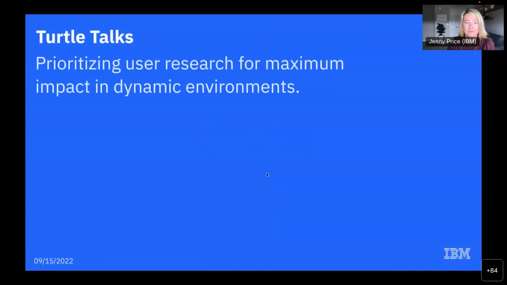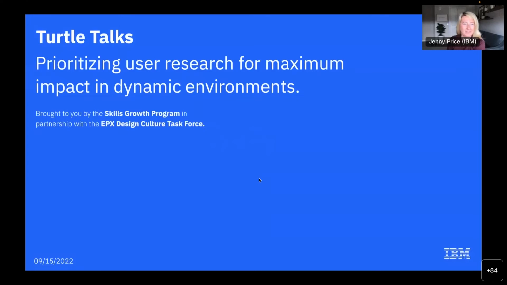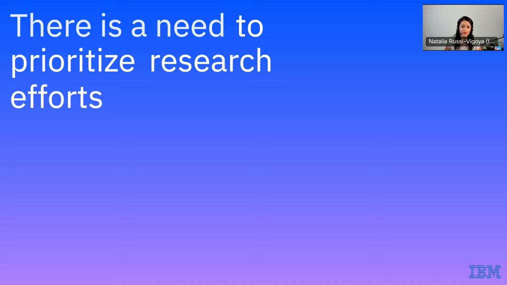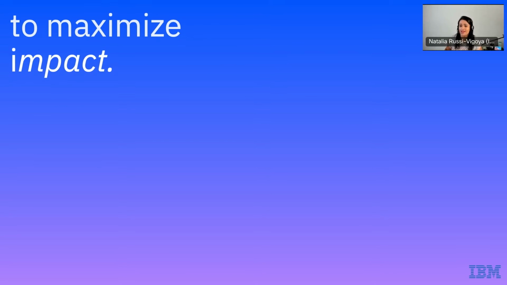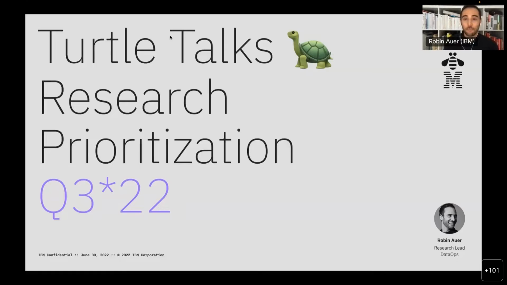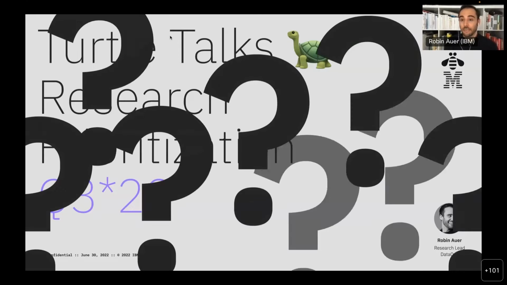Focused on the impact of user research and how we might prioritize for maximum impact in dynamic environments. There is a need to prioritize research efforts and resources to maximize impact. Suddenly, there were tons of research questions popping up everywhere, and we asked ourselves, okay, how should we prioritize this?